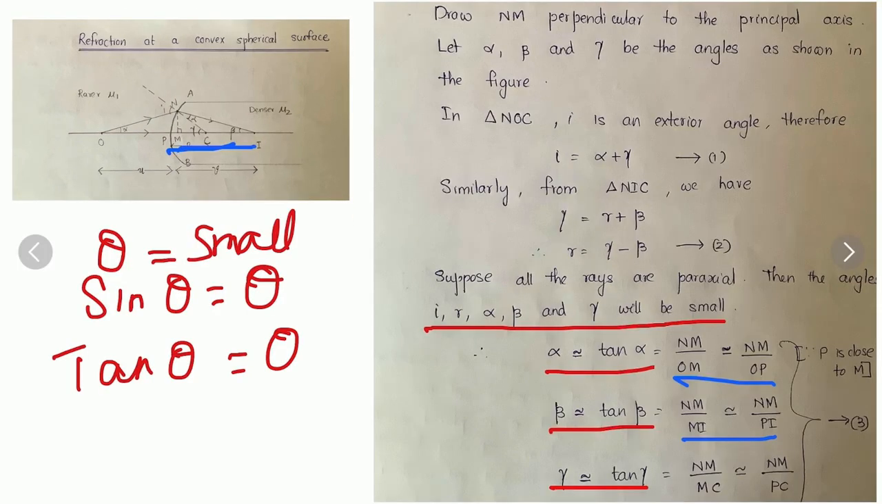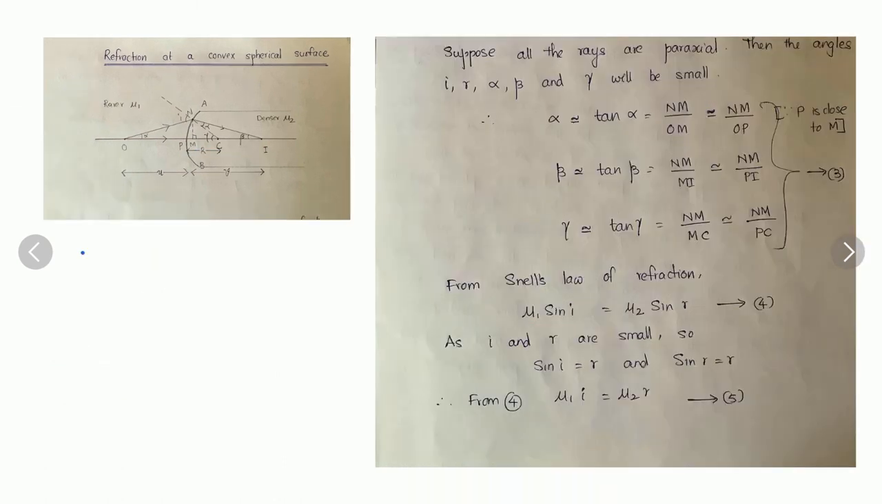Alpha is equal to tan alpha, which is NM by OM, that is equal to NM by OP. Similarly, beta is equal to tan beta, which is NM by MI, that is equal to NM by PI. Gamma is equal to tan gamma, which is NM by MC, that is equal to NM by PC. Why? Because P is close to M. So when P is close to M, we can take it like that. Okay, so let us continue.